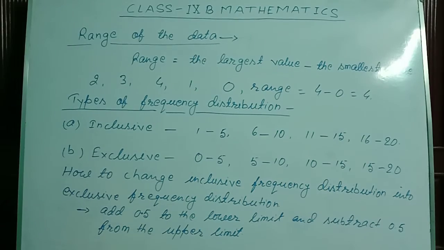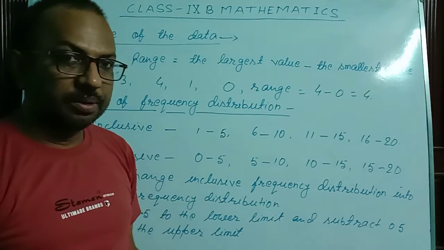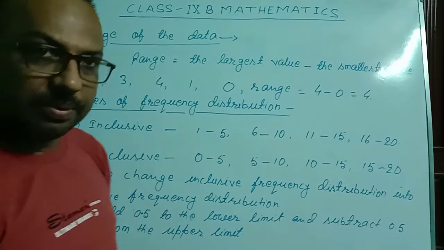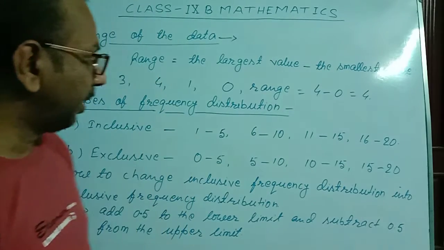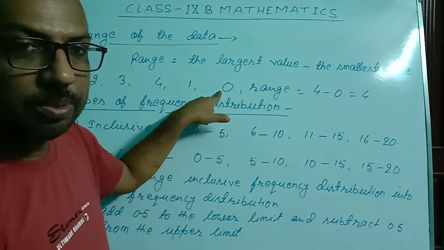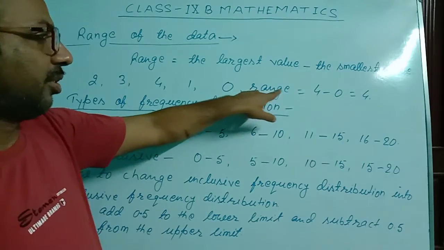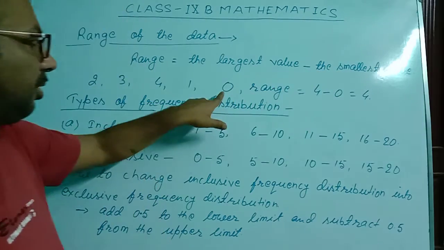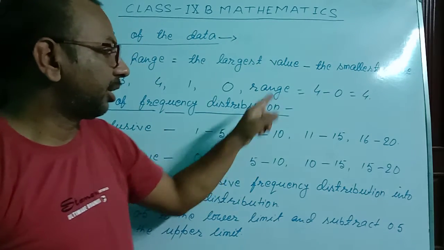Range of data. Range of the data is the largest value minus the smallest value. Largest value means the largest variate or the largest observation, minus the smallest variate or the smallest observation. Suppose data is 2, 3, 4, 1, 0. These are the number of children in different families. So the range of this data is the largest value, 4, minus the smallest value, 0. 4 minus 0 is equal to 4. This 4 is the range of the data.